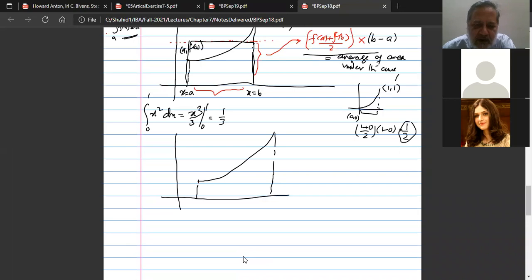I say that this is x naught is equal to a, and there is a middle number x1, and then x2 is b. And now I've got two intervals, one with the width x1 minus x naught, the other one with width x2 minus x1.